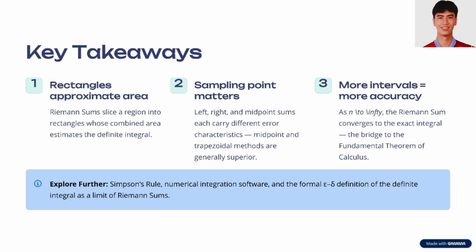To summarize: Riemann sums approximate area using rectangles. The choice of sample points affects accuracy, and more intervals lead to better results.